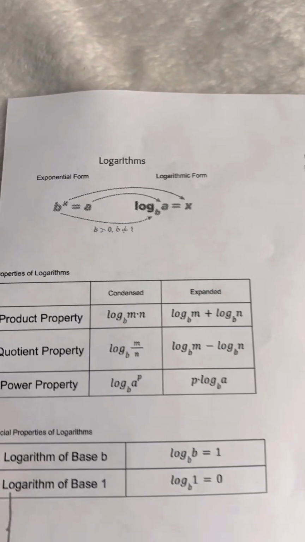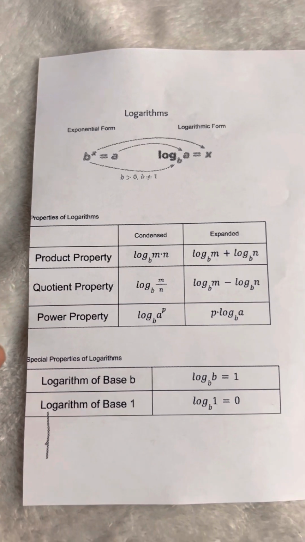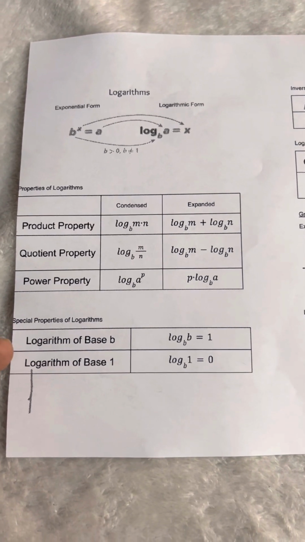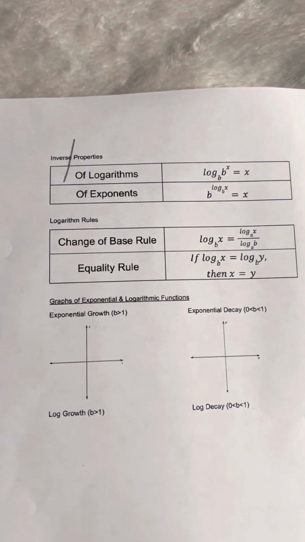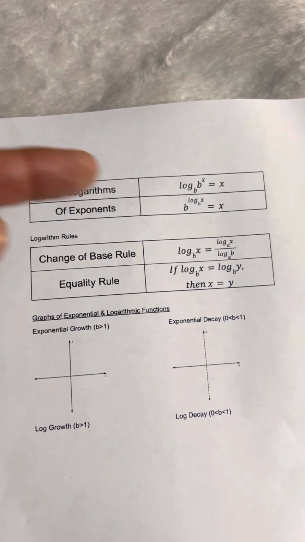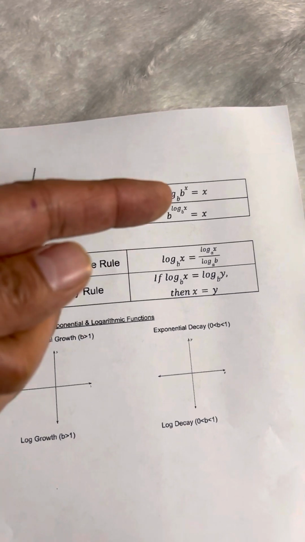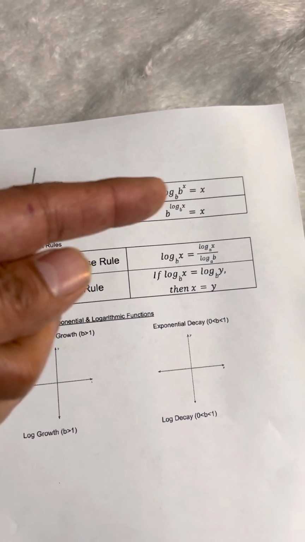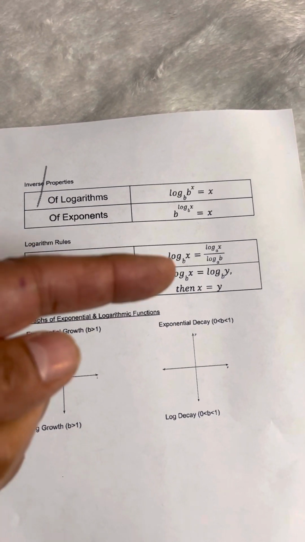And looking at the properties of logarithms, we go and look at the product, quotient, and power properties, the logarithm of base b, the logarithm of base 1, and then basically saying the log of b, if the base is also b, then the exponent of that is equal to the whole expression here, right? And then similarly looking at all those.